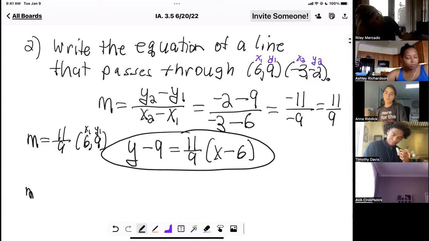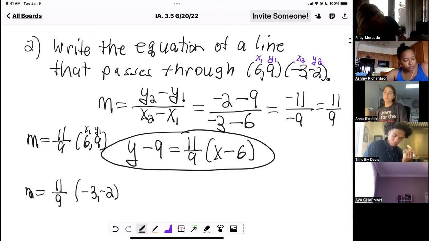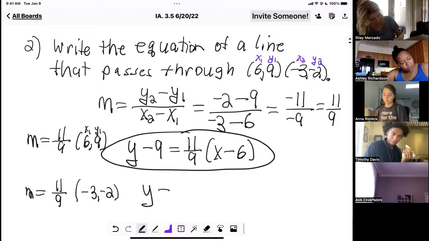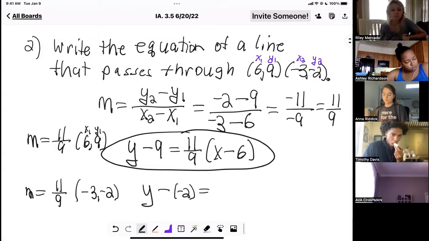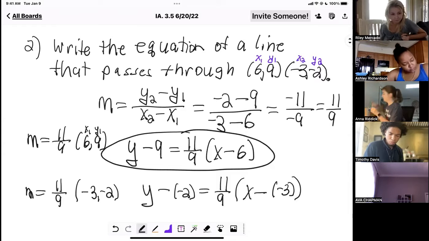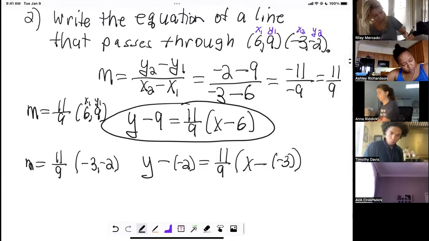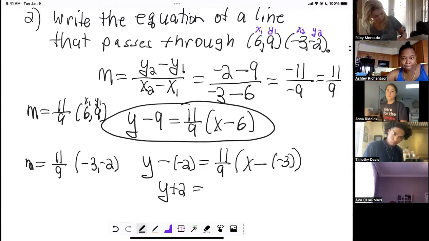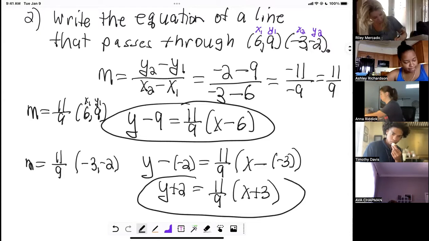Then I'm going to show you if I pick the other point, which was -3, -2. It's going to look like a different equation, but it is the same equation, and I'll show you why. So y minus, now my y this time is -2, equals 11 over 9, x minus, and now my x is a negative, so I'm going to have to simplify it. See how the signs change? Because it's a negative, it changes the signs. So it'd be y plus 2 is equal to 11 over 9, x plus 3. And I have another equation of a line.